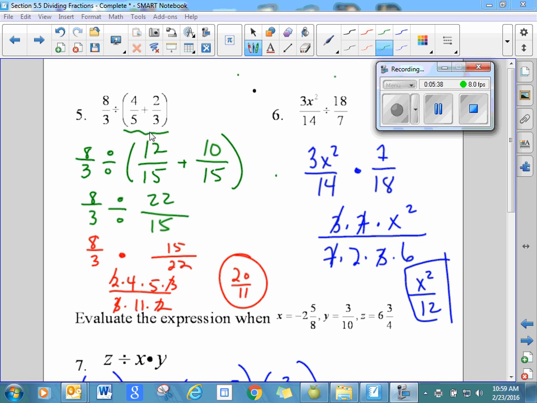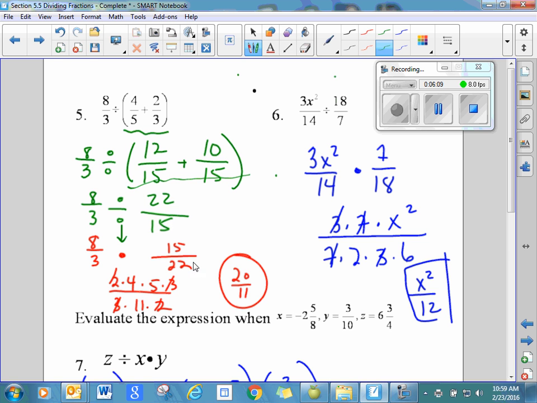I change 4 over 15 to 12 over 15, reminding yourselves that 5 times 3 is 15, so 4 times 3 is 12. 2 over 3 becomes 10 over 15. I can do this addition piece and get 22 over 15. And finally, I'm ready to go back and tackle the division. I'm going to make the division multiplication. I'm going to invert the 22 over 15 and make it 15 over 22.